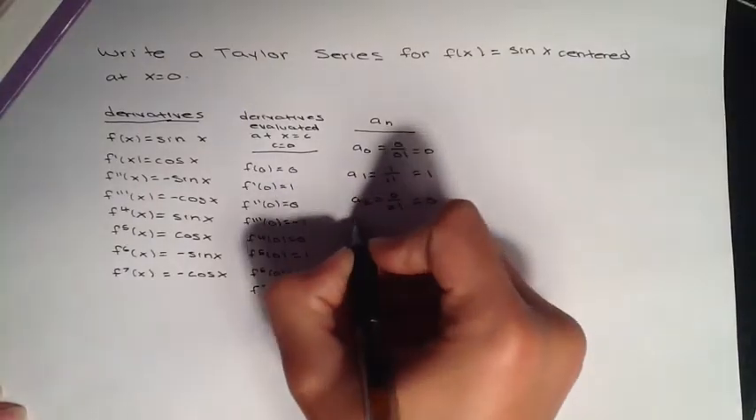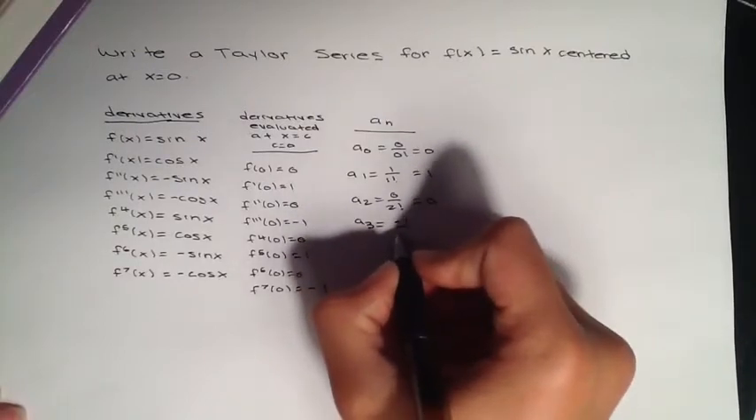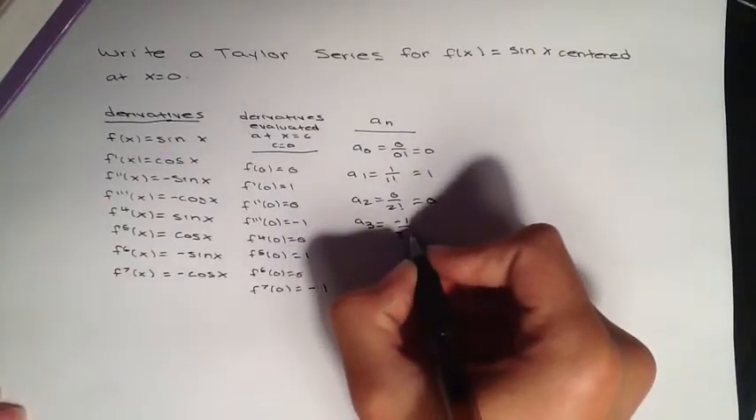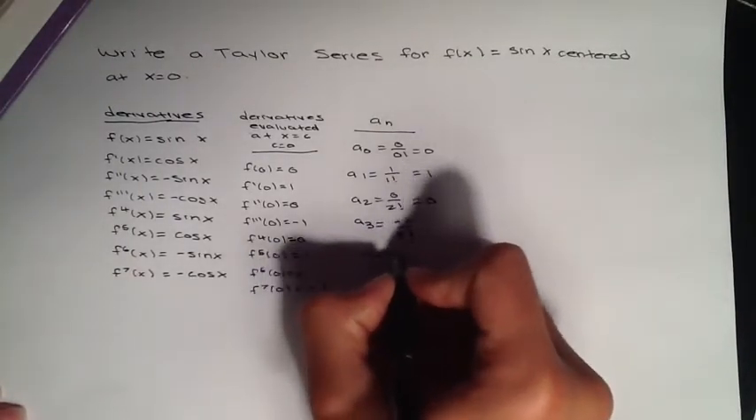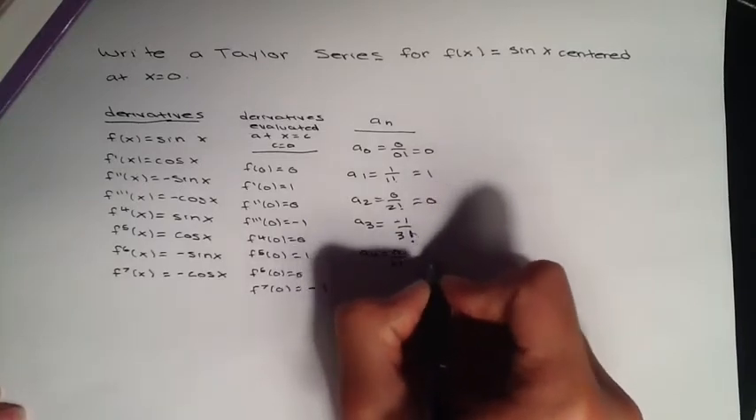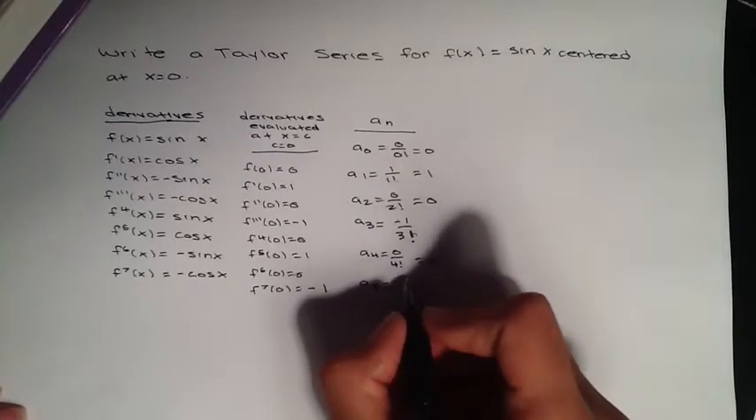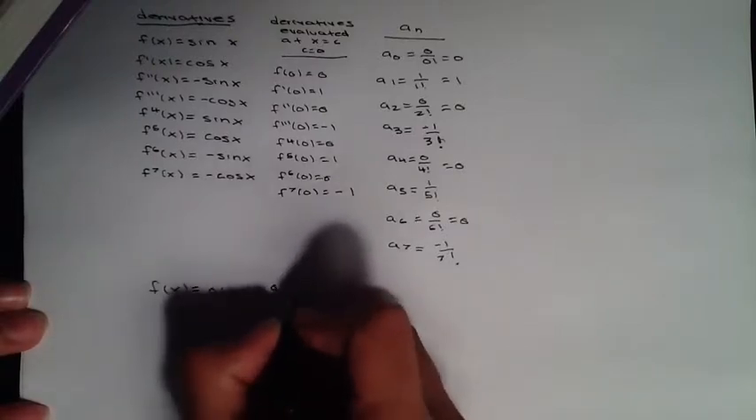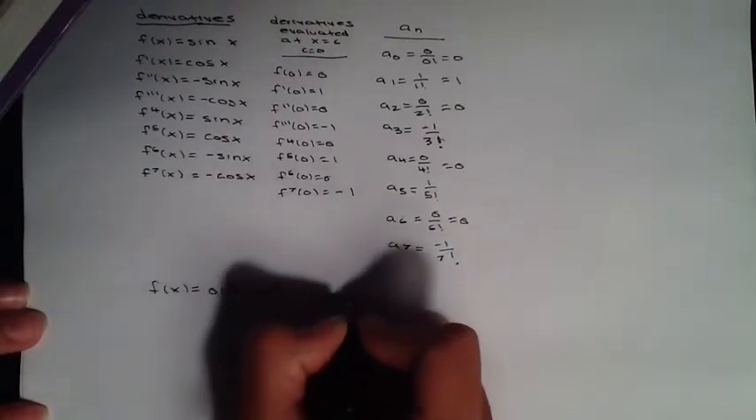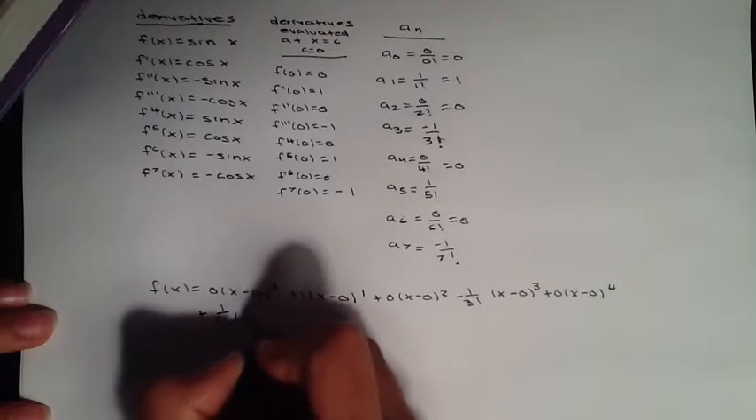Now using these values, we're going to find a sub n. Remember that a sub n equals the nth derivative over n factorial. So a sub 0 equals 0 over 0 factorial, which equals 0. A sub 1 equals 1 over 1 factorial, which equals 1. A sub 2 equals 0 over 2 factorial, which equals 0. A sub 3 equals negative 1 over 3 factorial. A sub 4 equals 0 over 4 factorial, which equals 0. A sub 5 equals 1 over 5 factorial. A sub 6 equals 0 over 6 factorial, which equals 0. And a sub 7 equals negative 1 over 7 factorial.